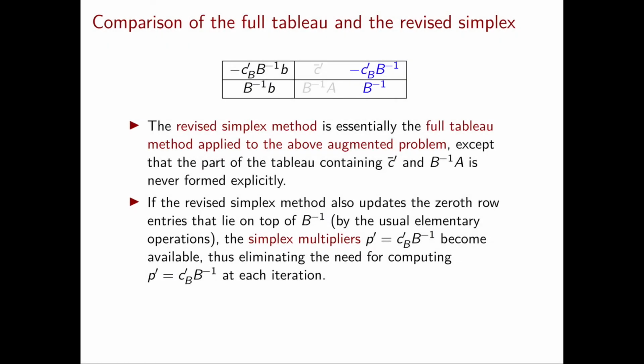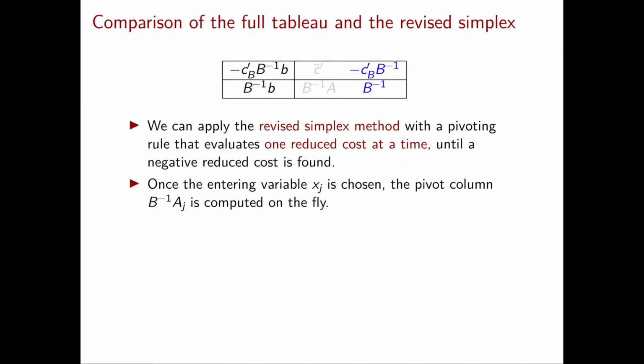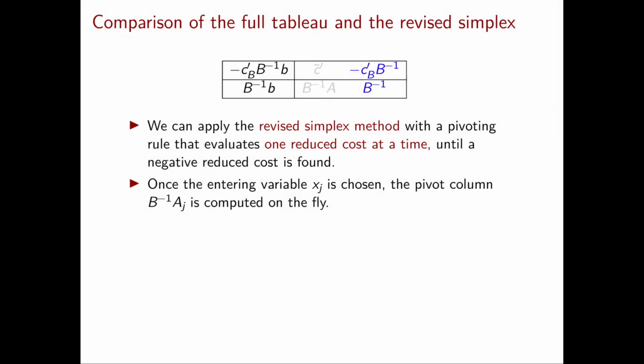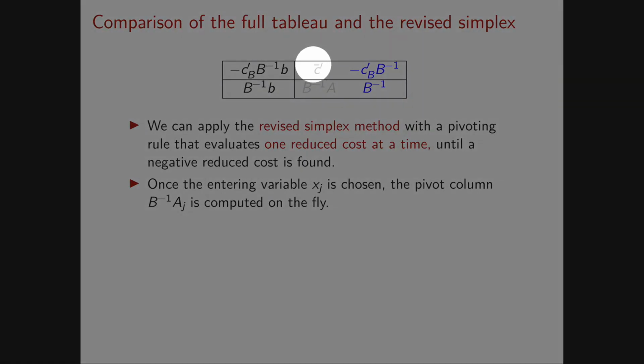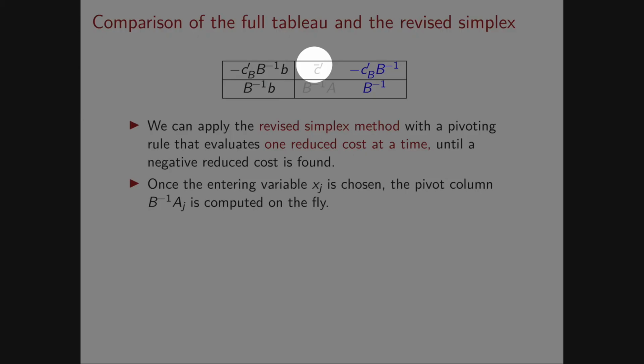In the revised simplex method, we also always compute this vector minus c_B transpose B inverse, which is our vector of the simplex multipliers. Let's now continue with the revised simplex method, and let's use a pivoting rule that evaluates one reduced cost at a time until a negative reduced cost is found. So essentially we are computing one reduced cost, so one entry of the vector c bar prime. Let's say we compute the first entry. Now if it's greater than or equal to 0, we continue with the next entry and so on and so forth until we find a negative one.